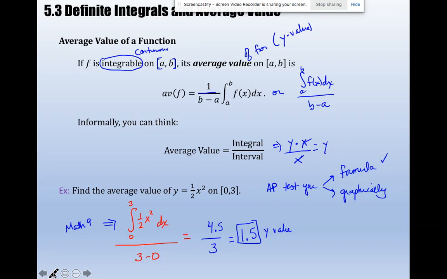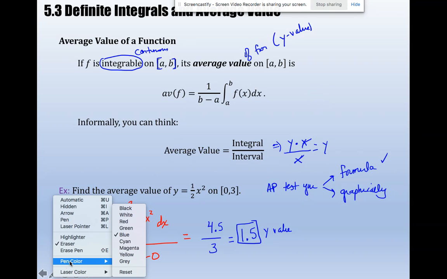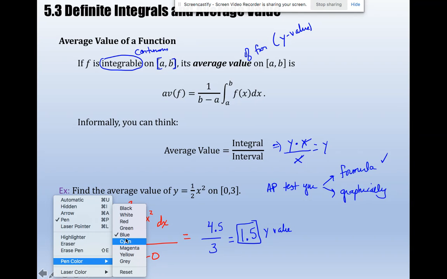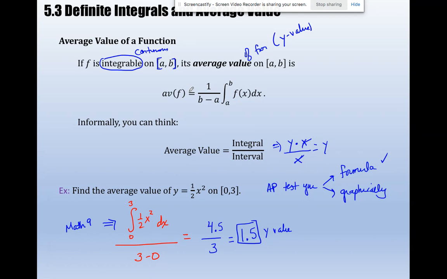Here's what I mean by graphical. How AP wants you to talk about this graphically. I want you to look at this equation. And remember, you can do whatever you want to one side of an equation as long as you do the same thing to the other. I want you to multiply both sides of this equation by b minus a.